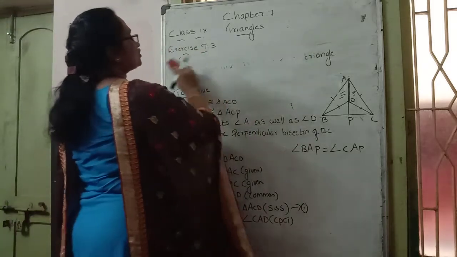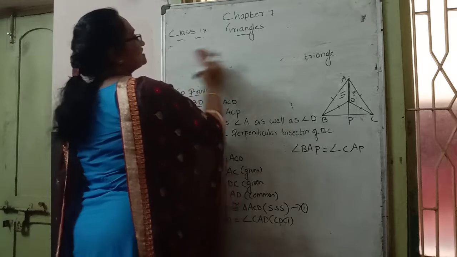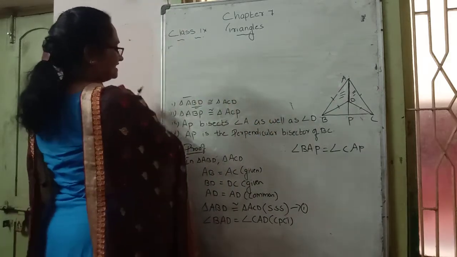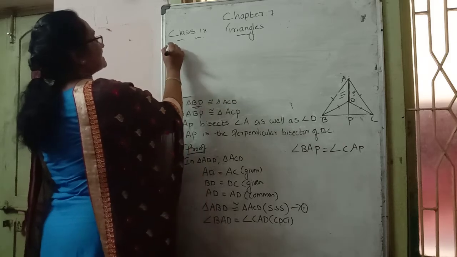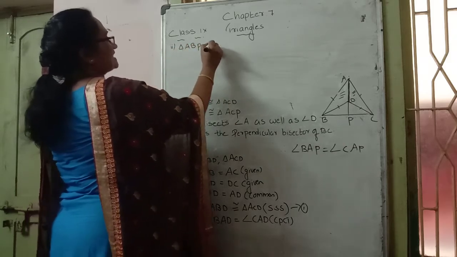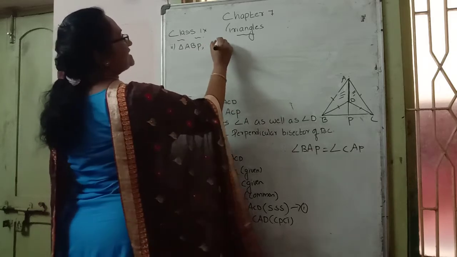Second part: whatever information they ask you to prove, just take that and prove it. Second case: the first triangle is ABP and the second triangle is named ACP.